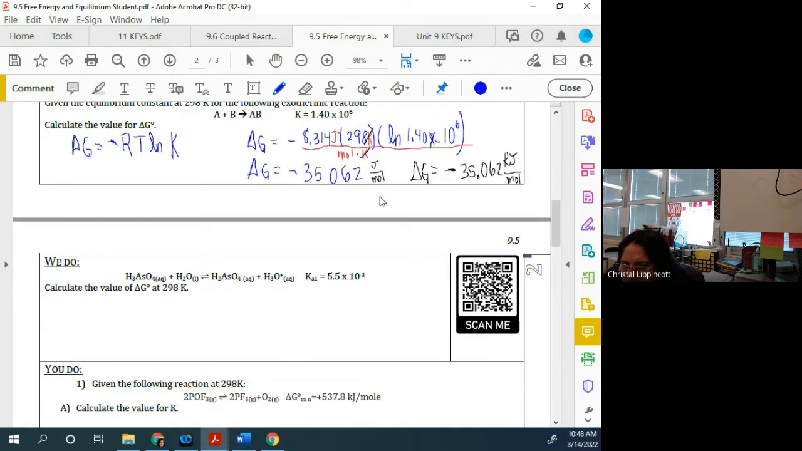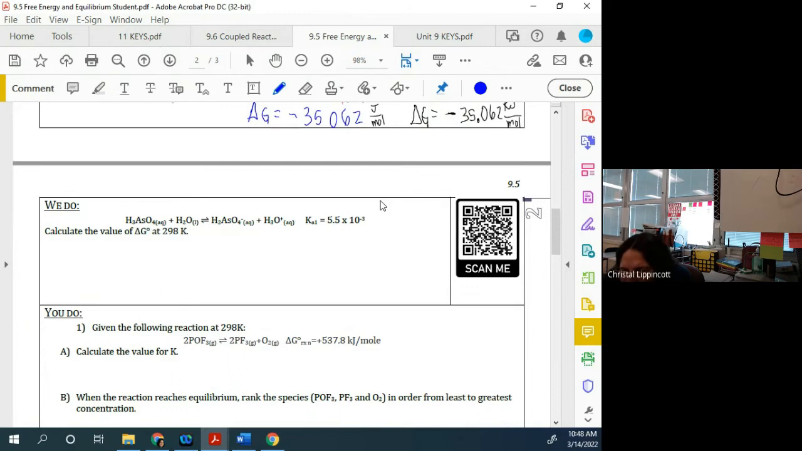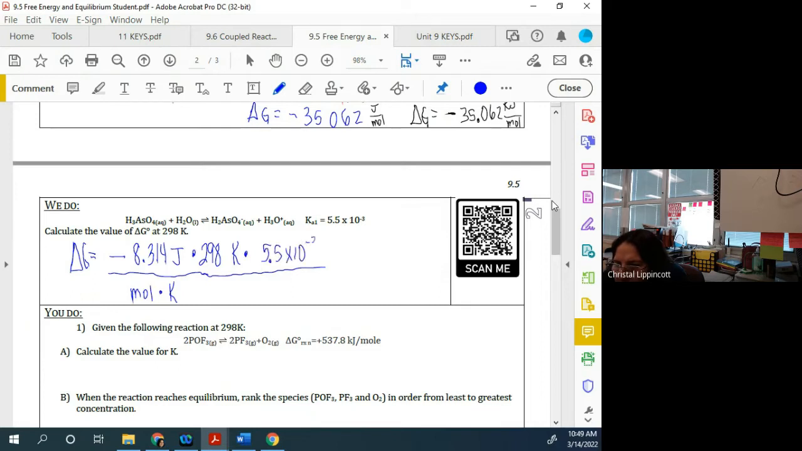All right, next one is the we do. Again, we're going to calculate delta G here. So my delta G is going to be equal to negative R, which is 8.314 joules per mole Kelvin, times my temperature, which they gave me, 298 Kelvin, times my 5.5 times 10 to the minus 3.